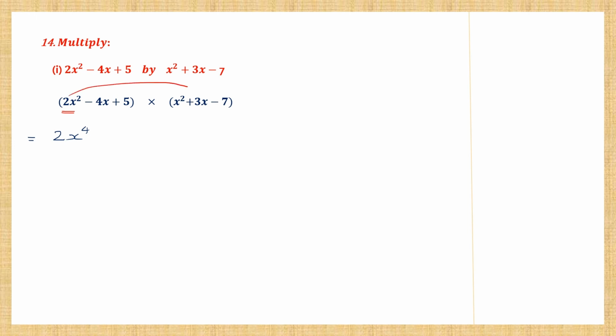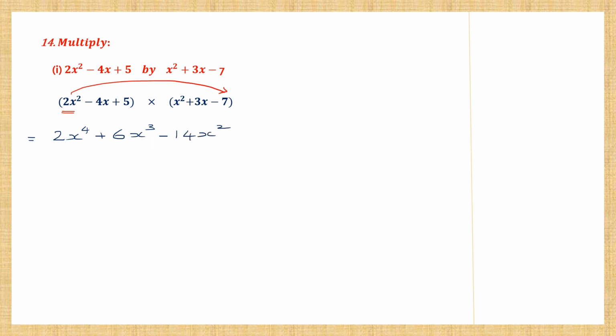Otherwise, we can do it in the working column. So this into the second term. So the sign is plus. The number 2 3's are 6. X square into x. X to the power of 3. So that also we are done with. Next, we are going to multiply 2x square with minus 7. So the sign will be minus. The number 2 7's are 14. And we only have x square. So we write it down.